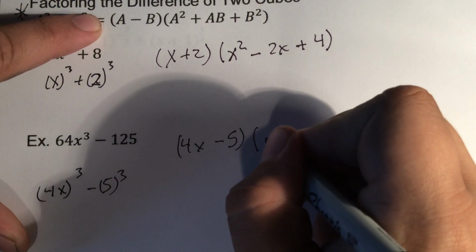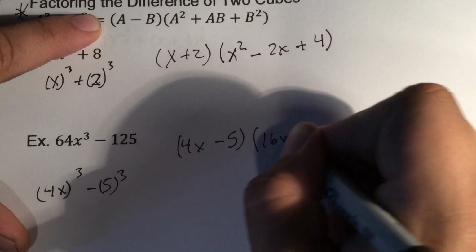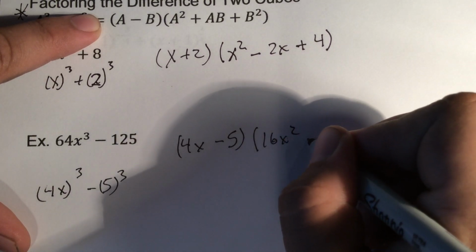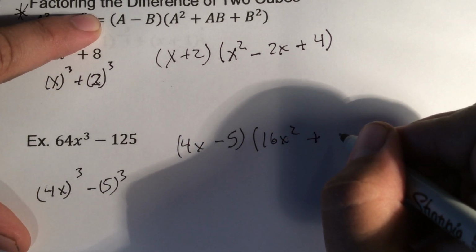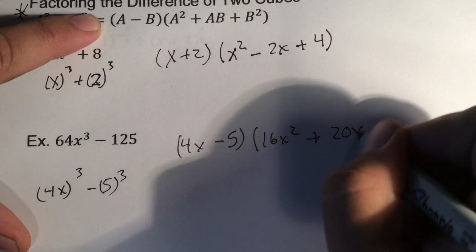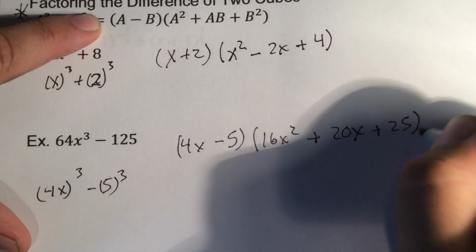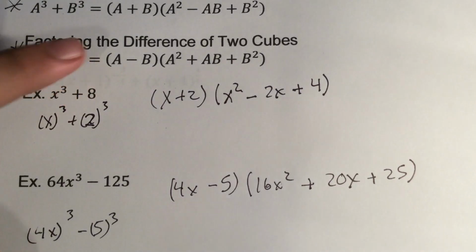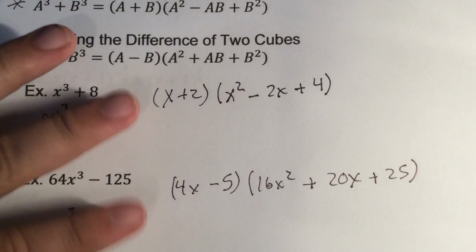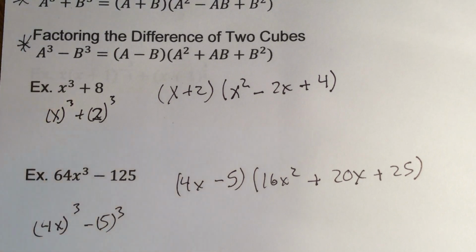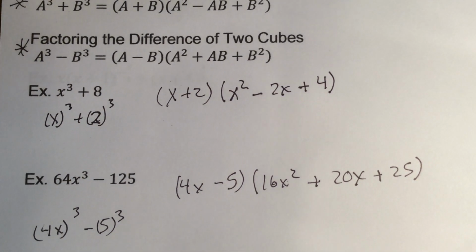Then it's the first one squared, so 4x would be 16x squared. And then it's plus, so 5 times 4x would be 20x. And then 5 squared would be plus 25. So again, you're just following the two formulas when you're factoring them, when you have that difference or sum of cubes.